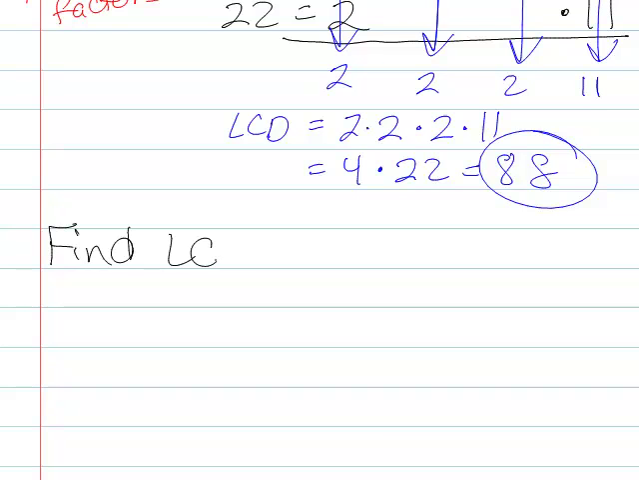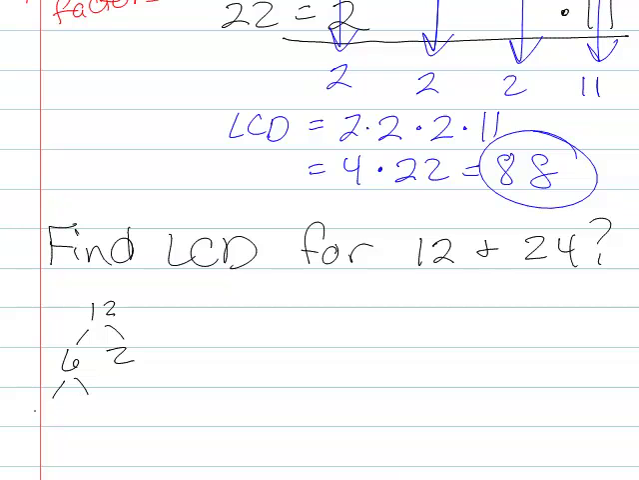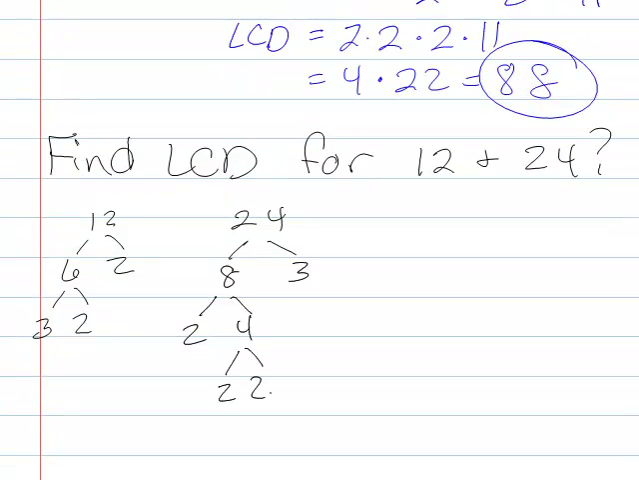So find the LCD for, oh, I don't know, how about, ooh, I have an idea. Let's try 12 and 24. Okay, so 12 goes into anything you want. Doesn't matter what order you do it in. You'll get them all eventually. I don't want to do it that way. We'll do it this way. We're going to go into, let's do 8 and 3 just to make it look different. 2 and 4, and then 2 and 2.